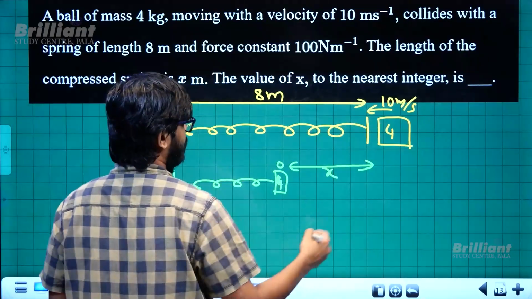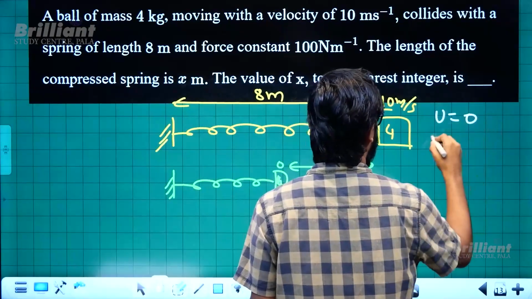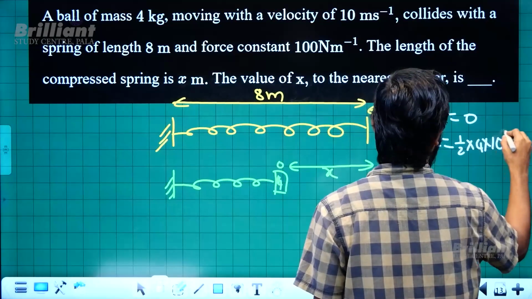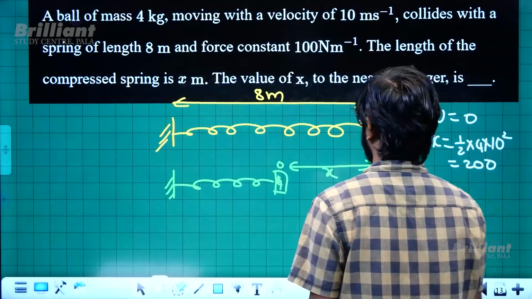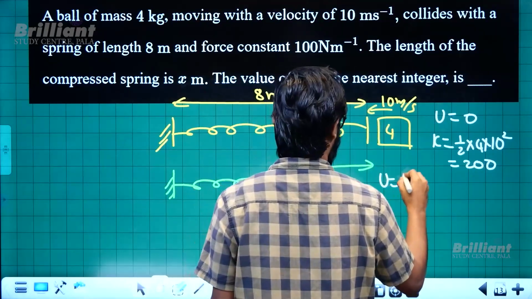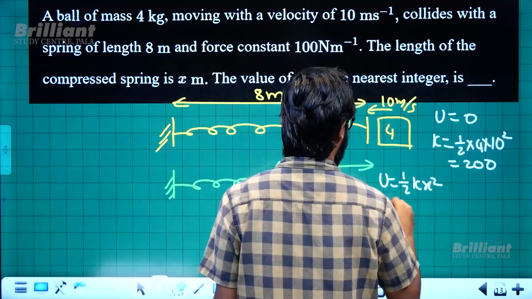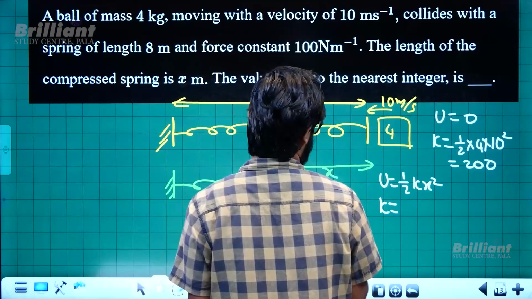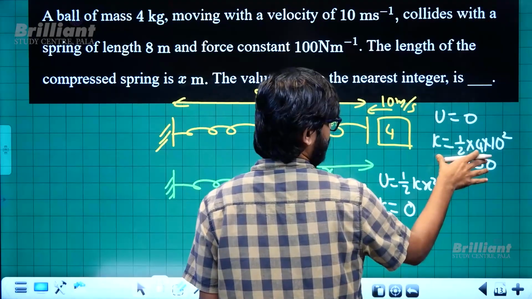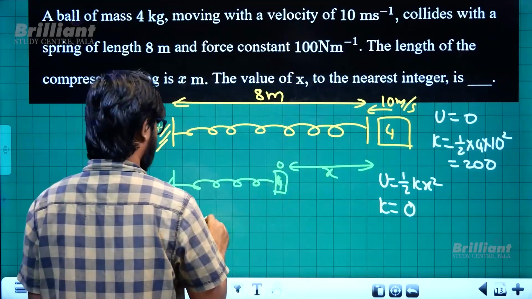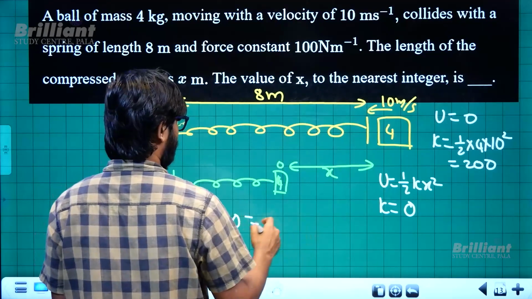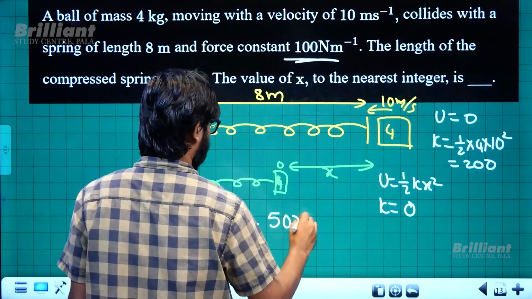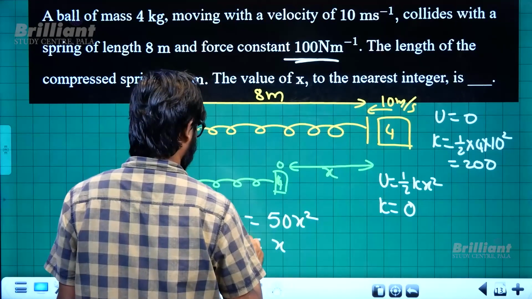What is the initial potential energy? Initial potential energy is 0. Initial kinetic energy is half m v square, which is 200. What is the final potential energy? Final potential energy is half k x square. What is the final kinetic energy? Final kinetic energy is 0. So initial mechanical energy equals final mechanical energy. So 200 equals half into k, k is 100, so that is 50 x square. So x equals to 2.